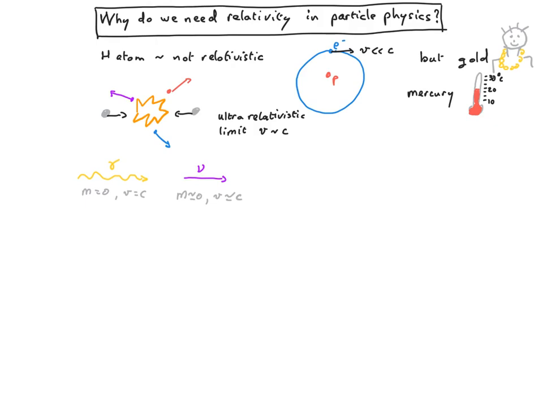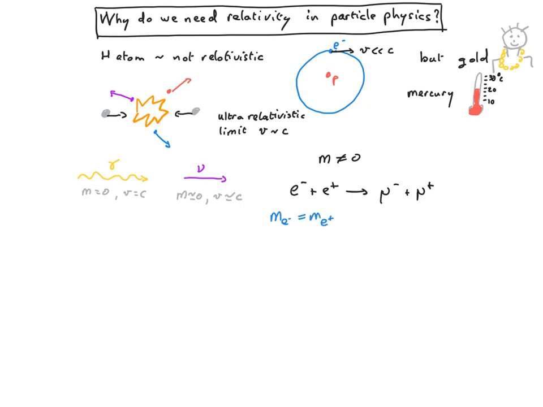But why do we have to consider relativity in processes involving particles with finite masses? Take the example of the reaction electron plus positron gives muon plus antimuon. We will discuss the nature and the properties of these particles later. For the moment, it is sufficient to know their masses.